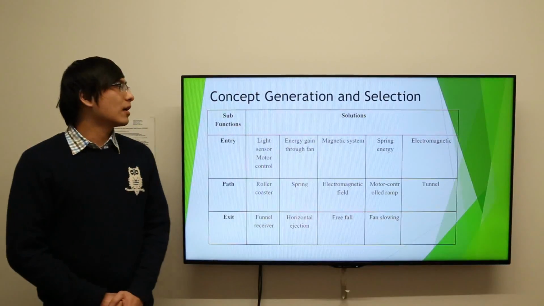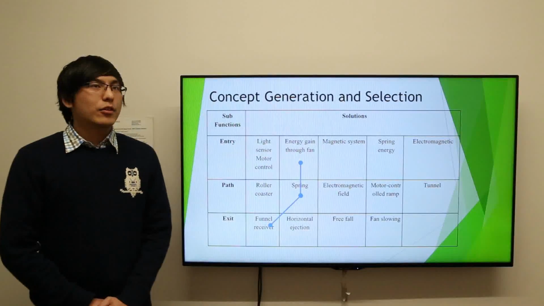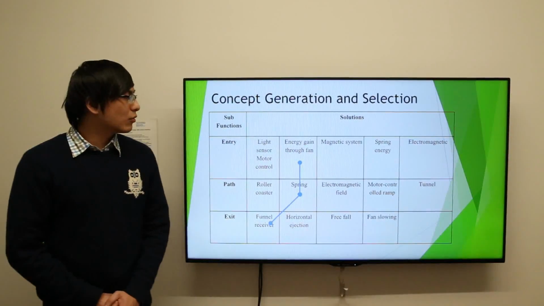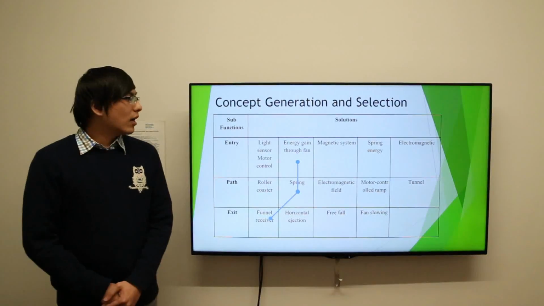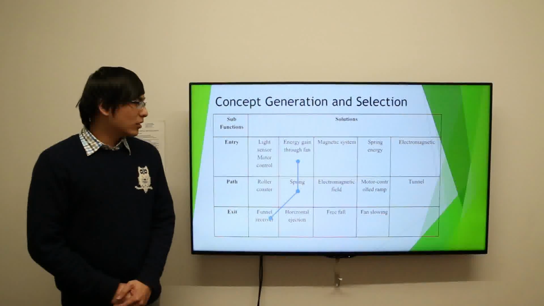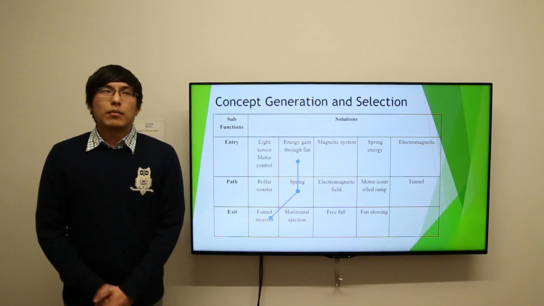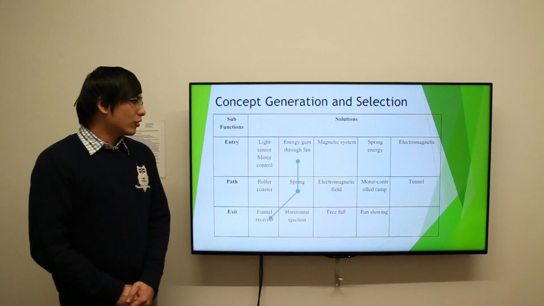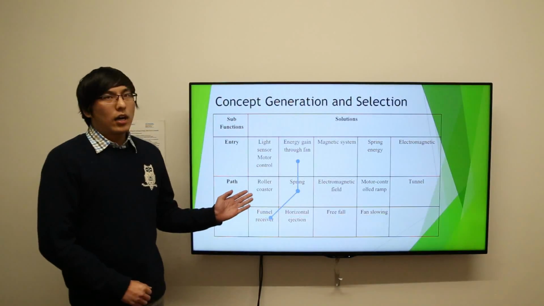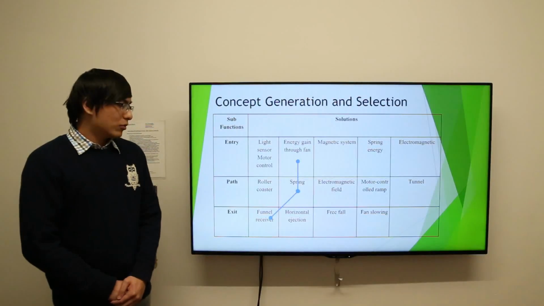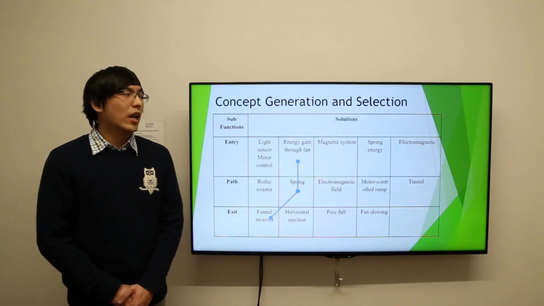This is the concept combination table that we used in our DP1 report. After a couple of meetings and discussions, we chose these sub-functions to combine as our final solution. We chose to use the fan to blow air at the ping pong ball to gain some potential energy, and we are going to use a spring in the past to launch the ball. Also, we chose the final receiver because we believe this is the most reliable one.